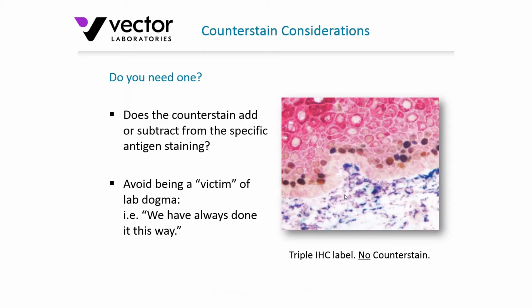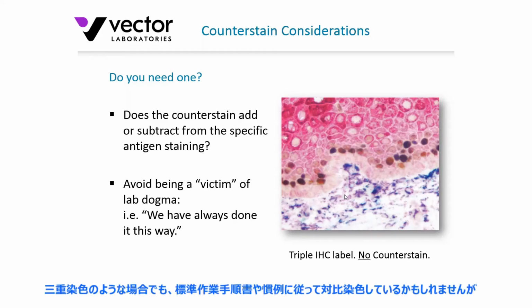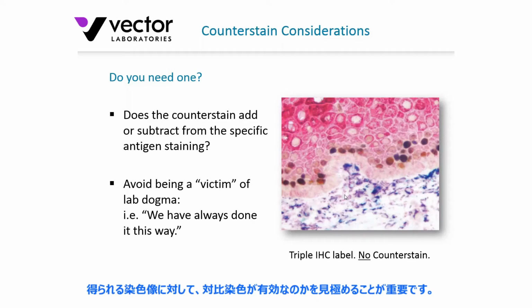Now, some investigators, even if they are doing, say, a triple label or something like that, just follow through an SOP and dogmatically apply a counterstain because, well, we've always done it this way, or it's part of the SOP, or I was told to do it. Just have a look at the actual methodology you've got there and ask the question, is the counterstain going to be a benefit to me, or is it even required?